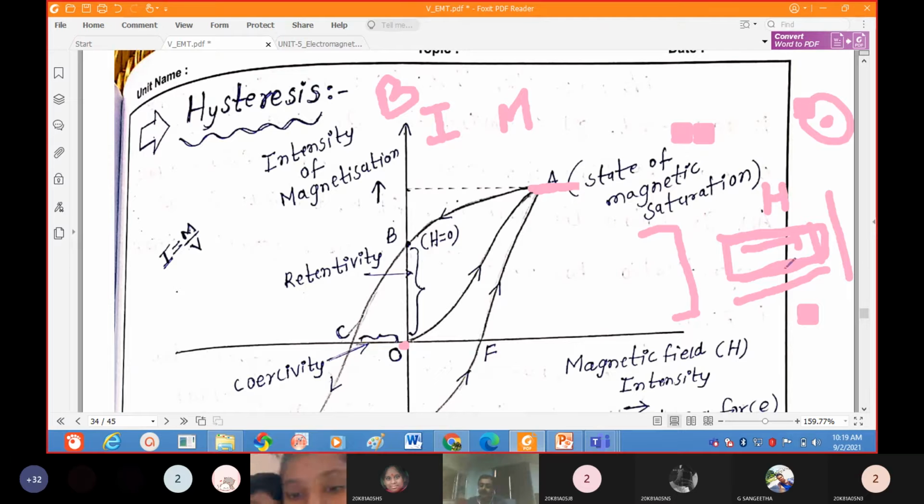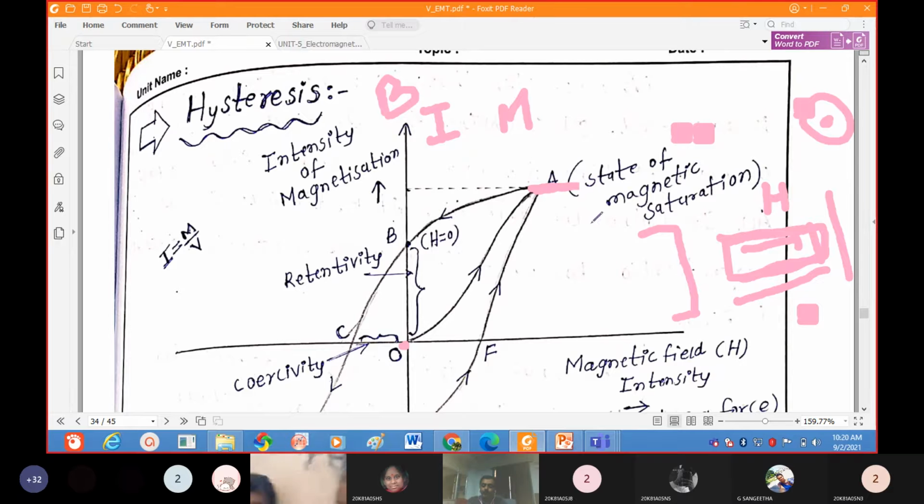What is the reason? At a particular H value, all atoms orient in the field direction. Each atom acts as a dipole, so all dipoles orient in the field direction. There are no further dipoles left to orient in the field direction. That's why the B value becomes saturated, and the intensity of magnetization or magnetic induction also becomes saturated.